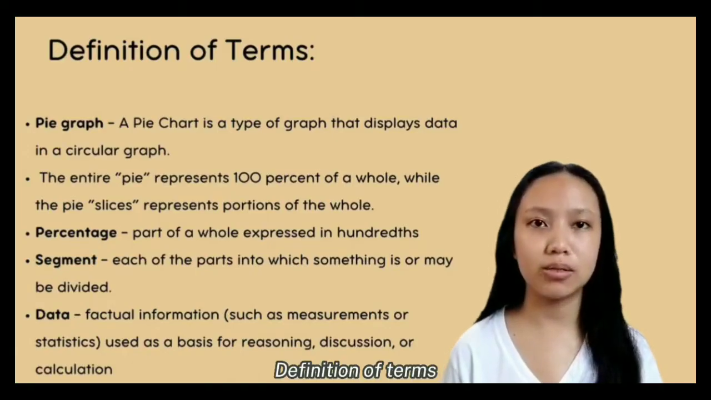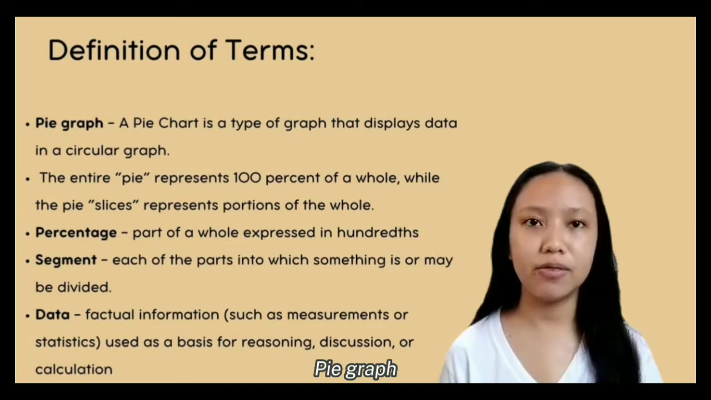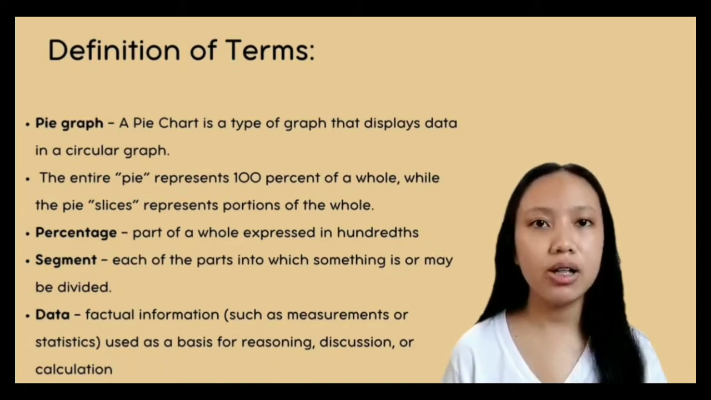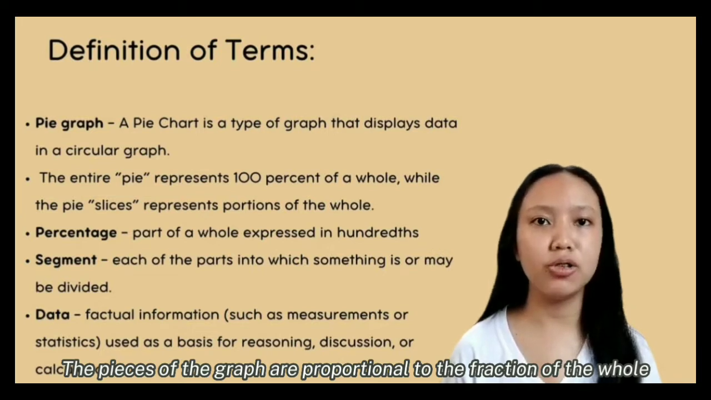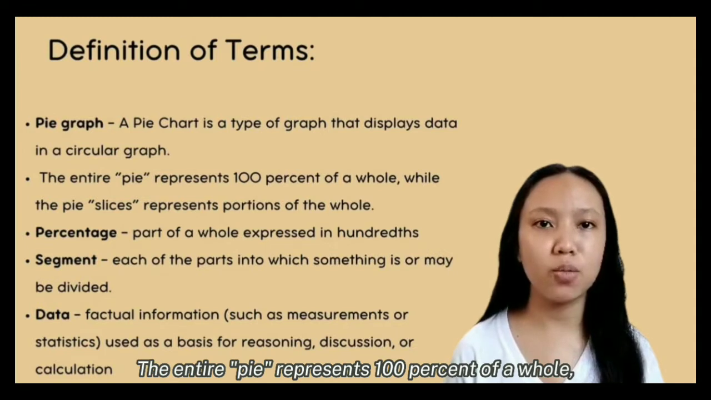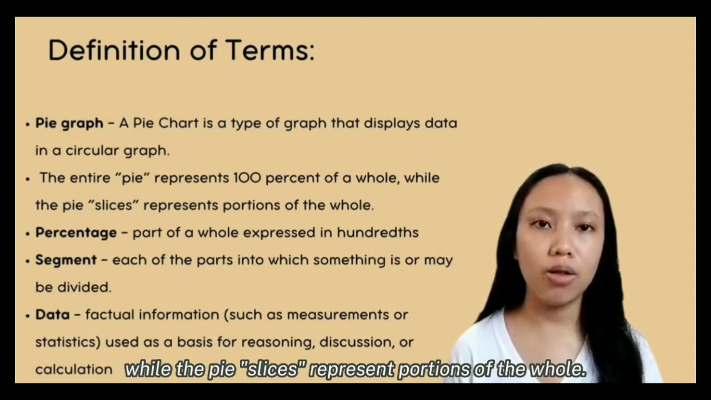Definition of terms. Pie graph. It is a type of graph that displays data in a circular manner. The pieces of the graph are proportional to the fraction of the whole in each category. The entire pie represents 100% of a whole, while the pie slices represent portions of the whole.